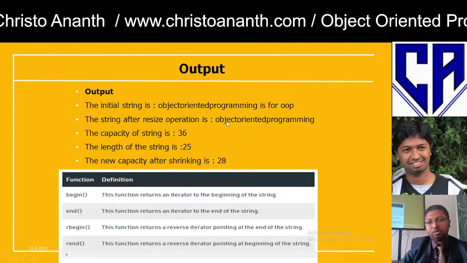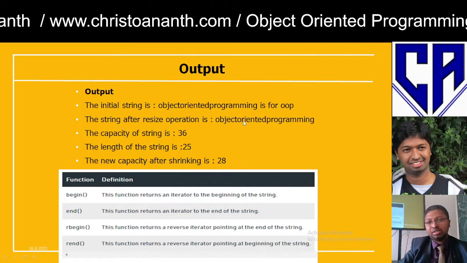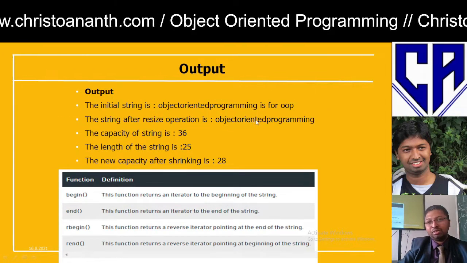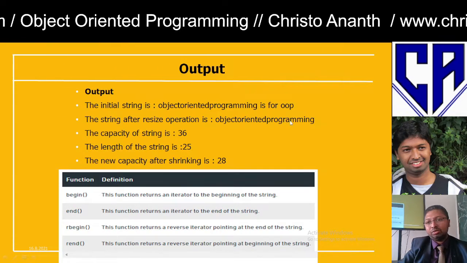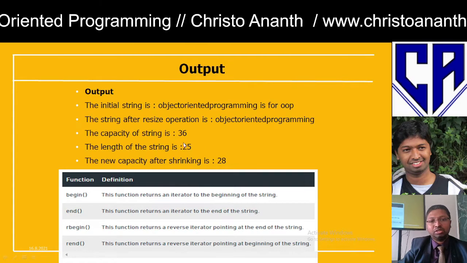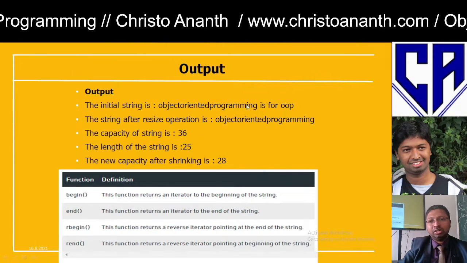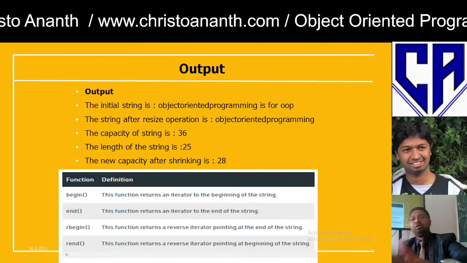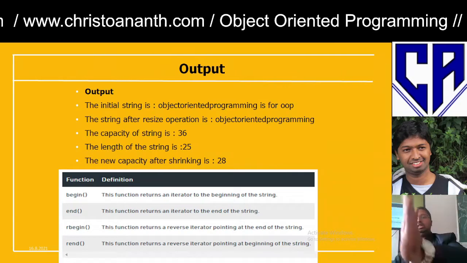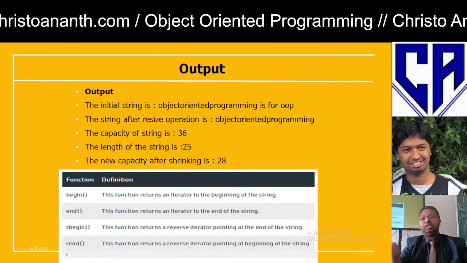Okay, 1 2 3 4 5 6 7 8 9 10 11 12 13 14 15 16 17 18 20 21 22 23 24 25. So this was the length of the string. Then after that, "object oriented programming" plus the space that was being counted, it is 28.